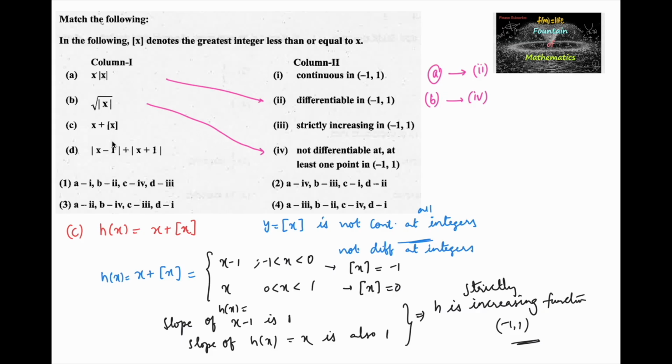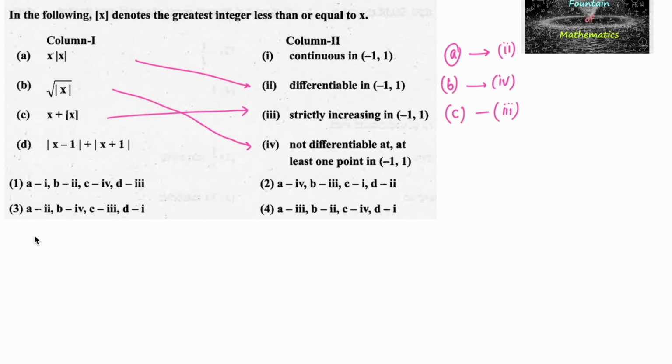So we can go with option 3. Now let's consider the fourth one. Say p of x is equal to mod of x minus 1 plus mod of x plus 1.